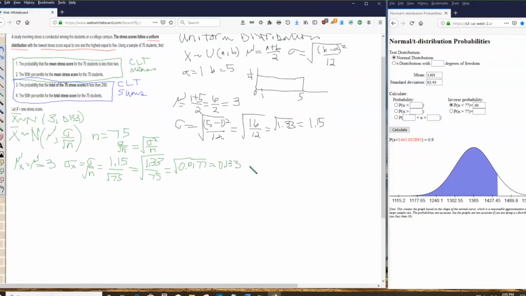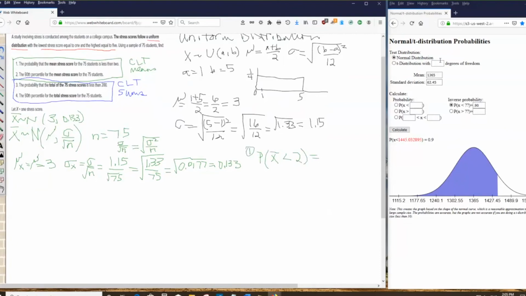Okay, so the first one says we want to know what is the probability that the mean score for the 75 students is going to be less than 2. So this is problem number 1.